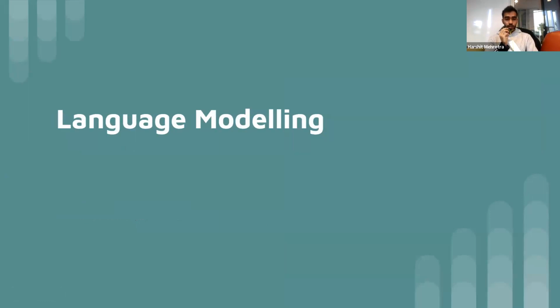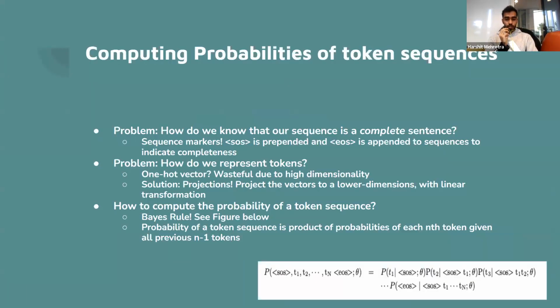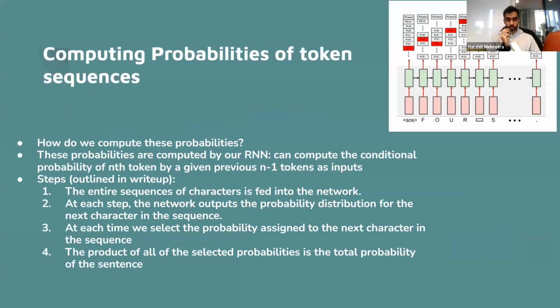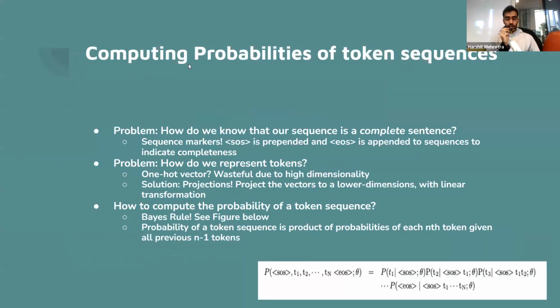Okay, so for the language modeling component, as I briefly alluded to, language modeling is basically the task of predicting the next token given certain tokens. And once you can do that, you basically have the probability of each token given the previous tokens in a sequence, and that is how you can compute the probability of the entire sequence as a single unit.